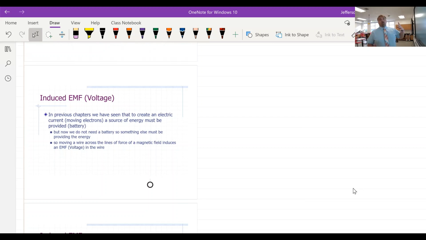Okay, so remember, I've mentioned voltage, I've mentioned current, and all that other stuff. We have said in previous chapters that in order to create a current, we needed a source of energy to give those charges the impetus to move. In previous chapters, we always used a battery, which took chemical energy and created a potential difference, giving the electrical energy we needed to cause those charges to move. We now have a way by using mechanical energy.